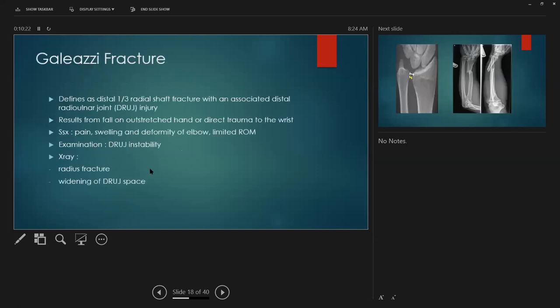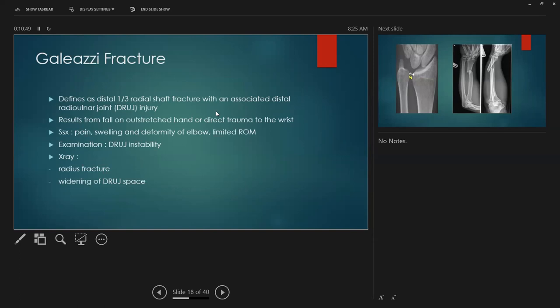Next, we'll move on to Galeazzi fracture. So Galeazzi fracture is defined as a distal radial shaft fracture with associated distal radioulnar joint injury. It results from a fall on the outstretched hand or direct trauma to your wrist. So the patient will develop symptoms like pain, swelling, deformity, and limited ROM.